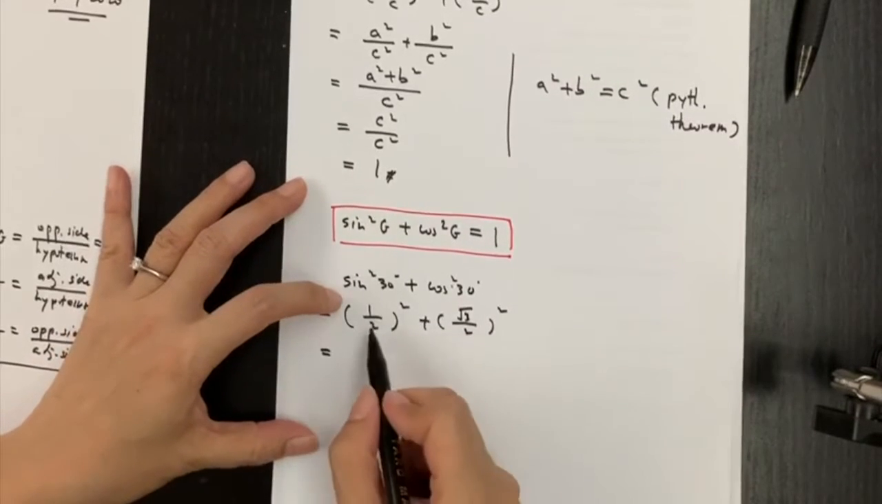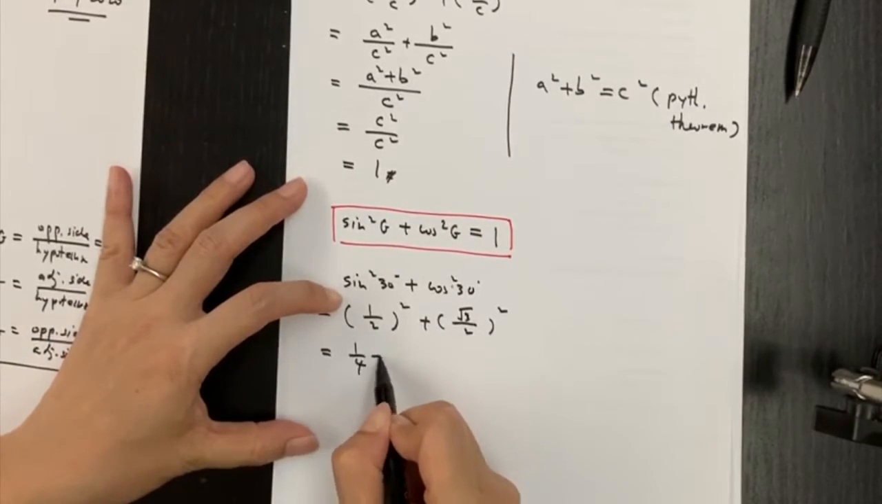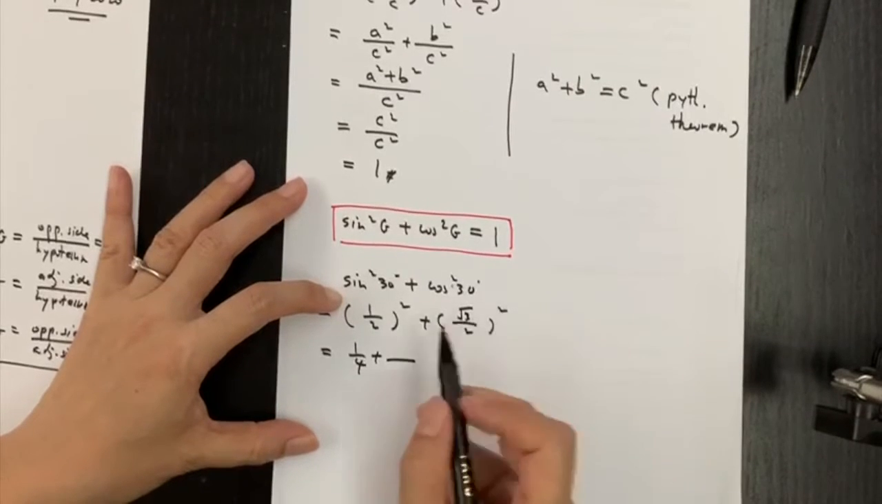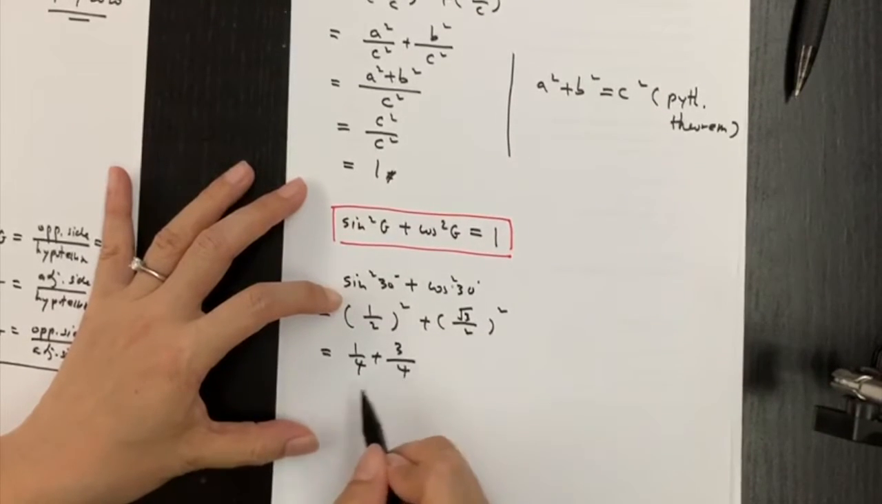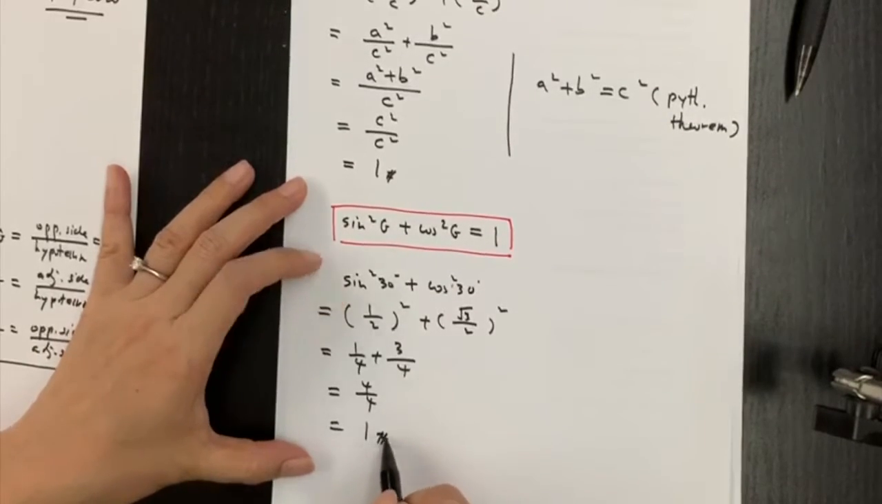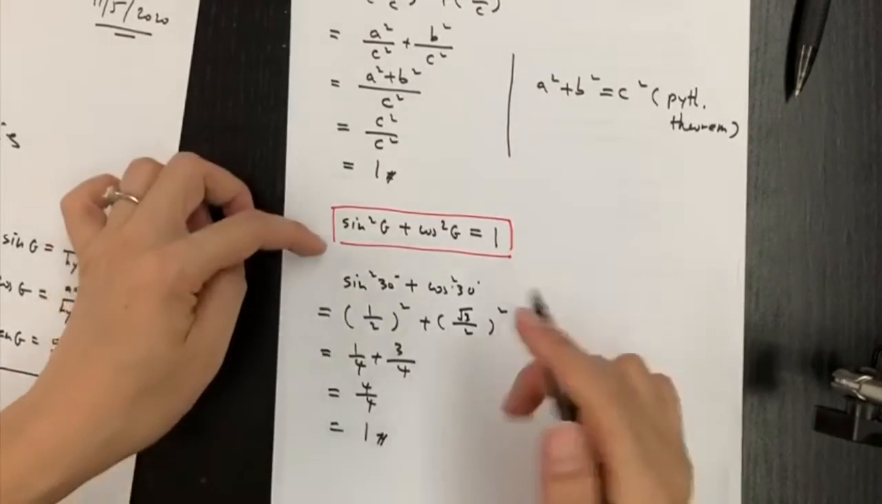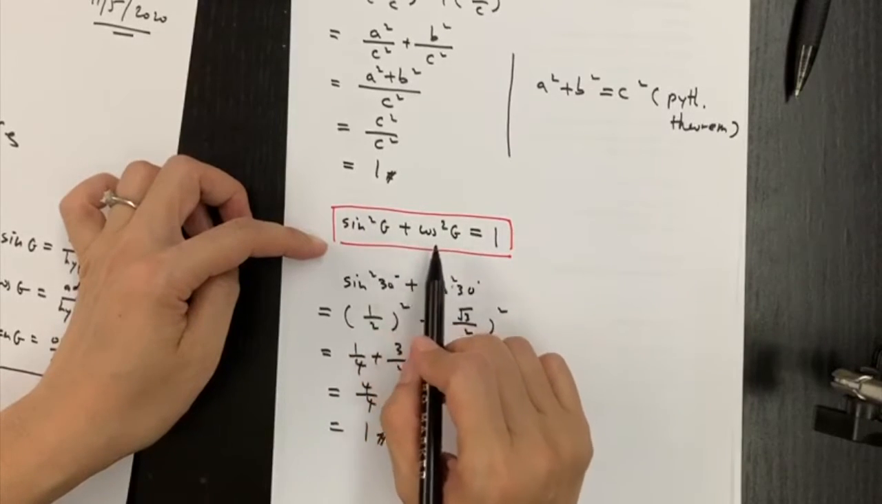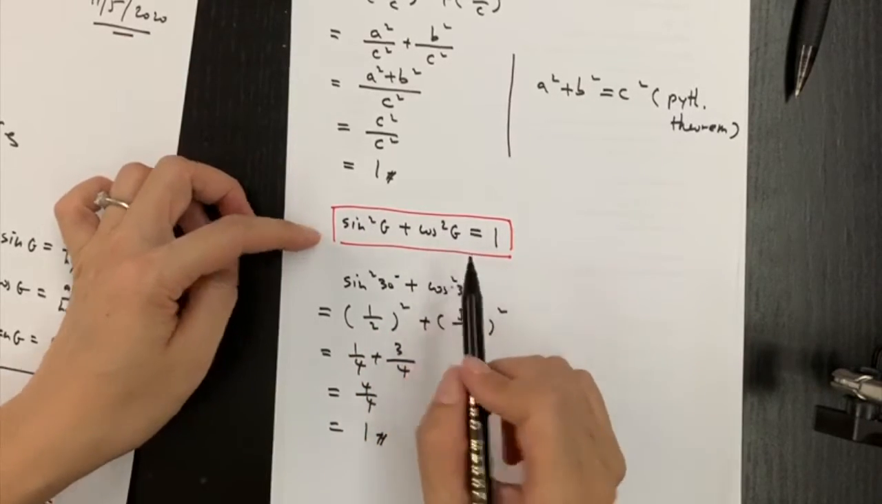Alright, so this is all squared, so 1 over 4 plus root 3 squared is 3, and then this is 4, so what is it? 4 over 4, so the answer is 1, right? Which is exactly the same as this: sine squared theta plus cosine squared theta is equal to 1.